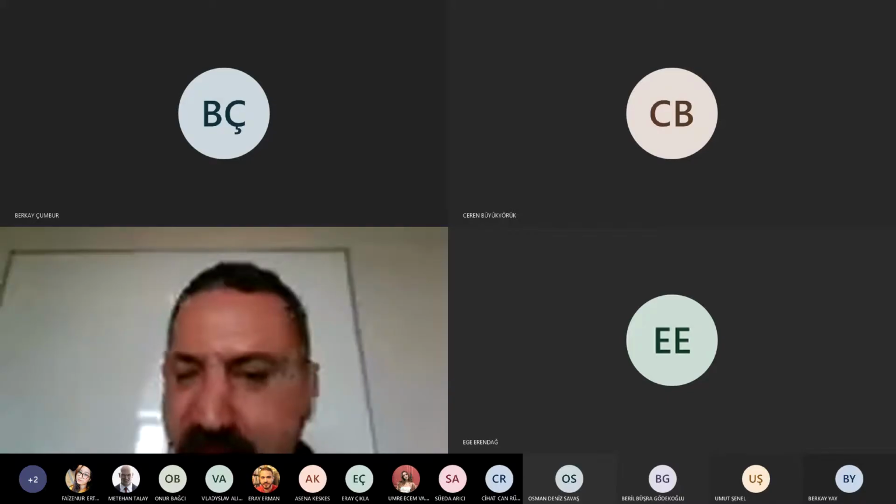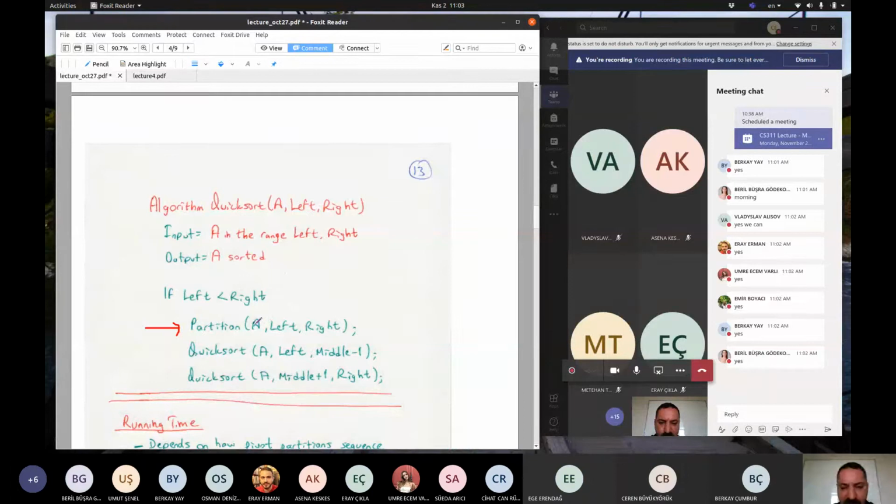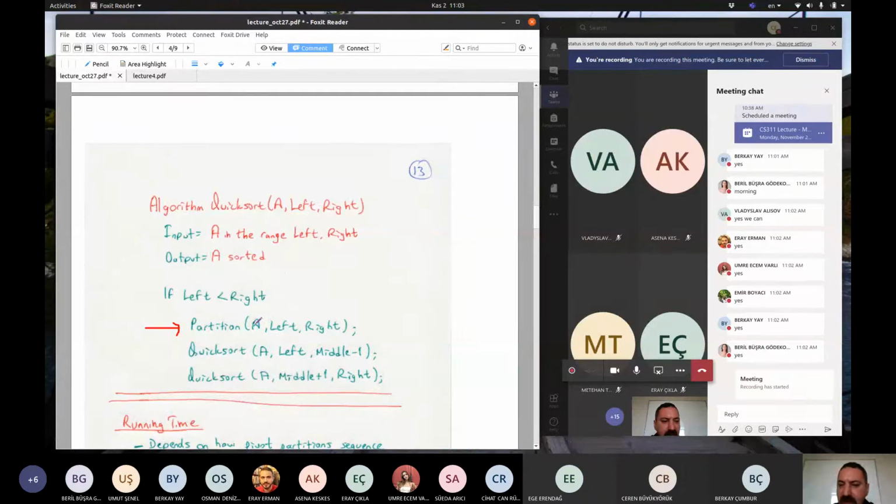Sequence A, so that the pivot element would be in its correct position, and everything to the left would be smaller than or equal to the pivot, and everything to the right would be greater than the pivot. Once this is done, we can recursively call the quicksort algorithm to sort the left part of the array to the left of the pivot element, and recursively sort the right part of the array. If we do this, then we get the whole array A into sorted order.